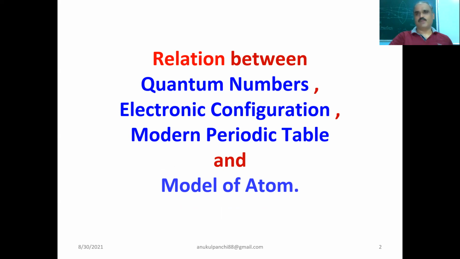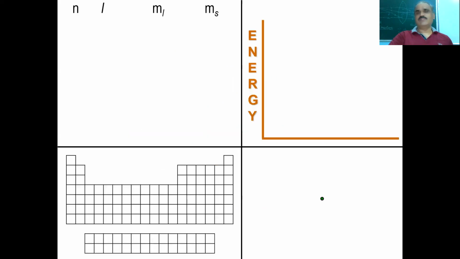So to explain all these four things, I have divided my slide into four parts. This upper left part, n, l, m, and s, these are principal quantum number, azimuthal quantum number, magnetic quantum number, and spin quantum number. And on the upper right side, we will show energy levels. And on the lower left side, you see a blank modern periodic table. And on the lower right side, a central dot is here.